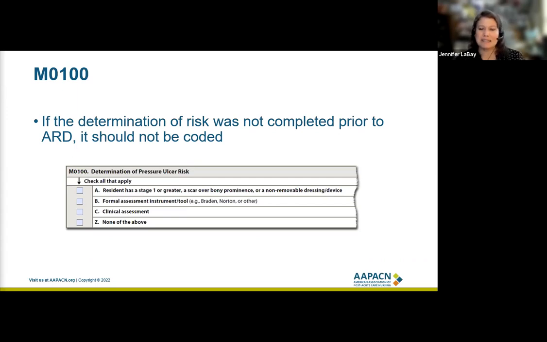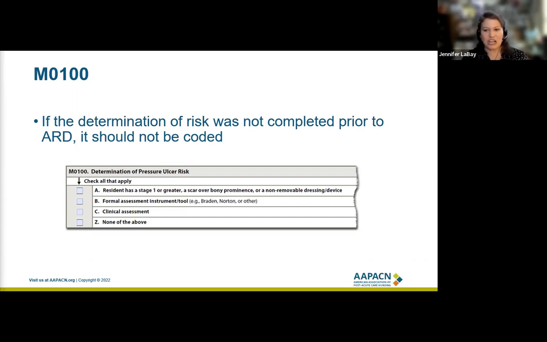A formal assessment instrument. So we did a Braden, a Norton Plus, but again, that would have to be completed within that 7-day window. So if you do it on day 1 and your ARD is day 8, that Braden or Norton did not get done in that 7-day window. One of those two should apply, and if they don't, clinical assessment should kind of cover everything else. Clinical assessment is not just looking at the resident's body, but also reviewing the medical record to determine if there is any risk.